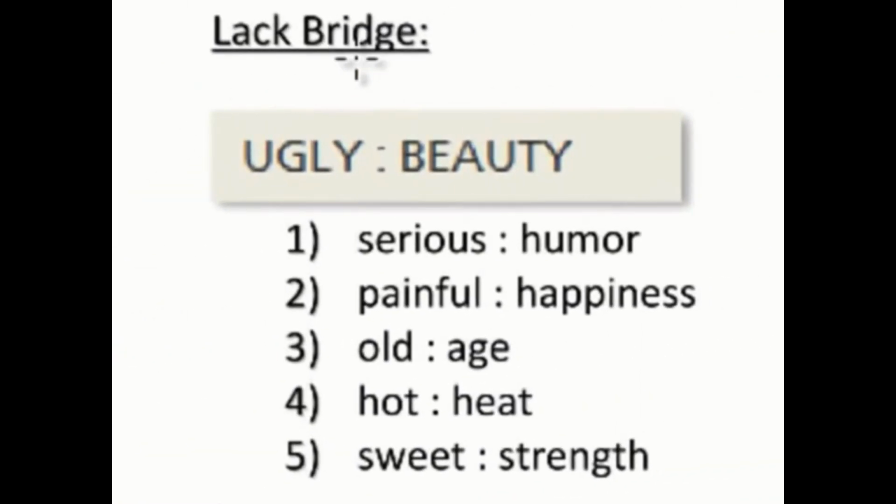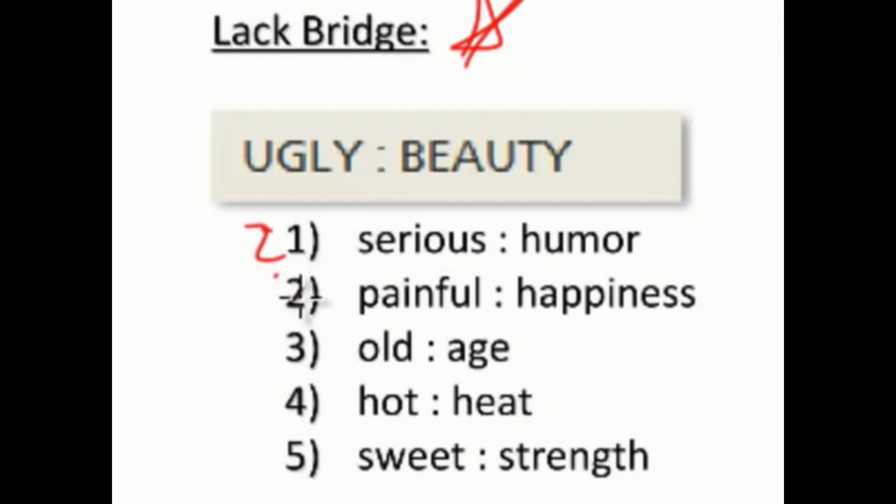Let's look at another example. It's the lacking bridge. So something that lacks an element means it doesn't have it. So ugly is to beauty as what is to what. So something that's ugly lacks beauty. Let's look at the options. Something that's serious lacks humor. We're going to put a question mark. We might come back to that.